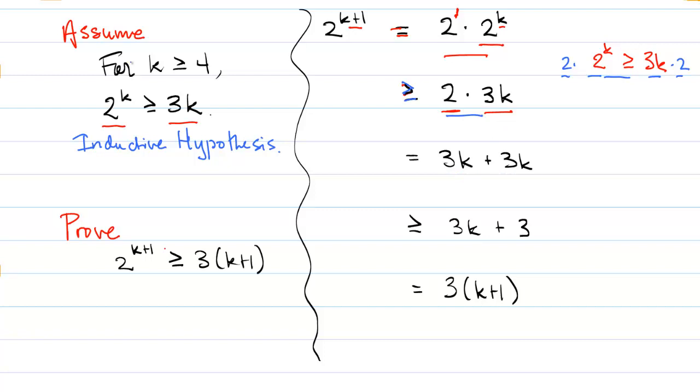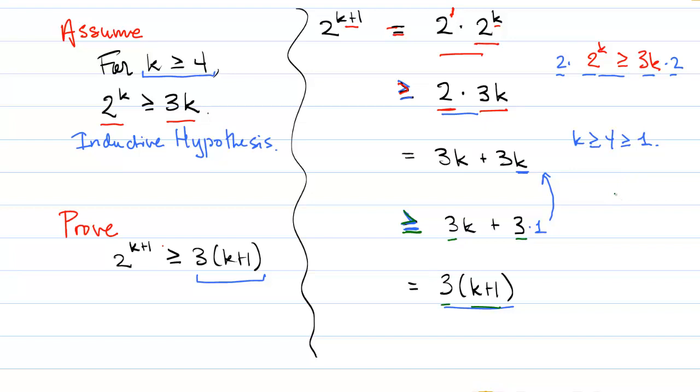Now the next step is using the lower bound on k in the inductive hypothesis. The inductive hypothesis holds for k at least 4. So if k is greater than or equal to 4, it's certainly greater than or equal to 1. We are effectively replacing a factor of k in one expression with a factor of 1 in the next expression. The resulting expression is less than or equal to the one that came before.